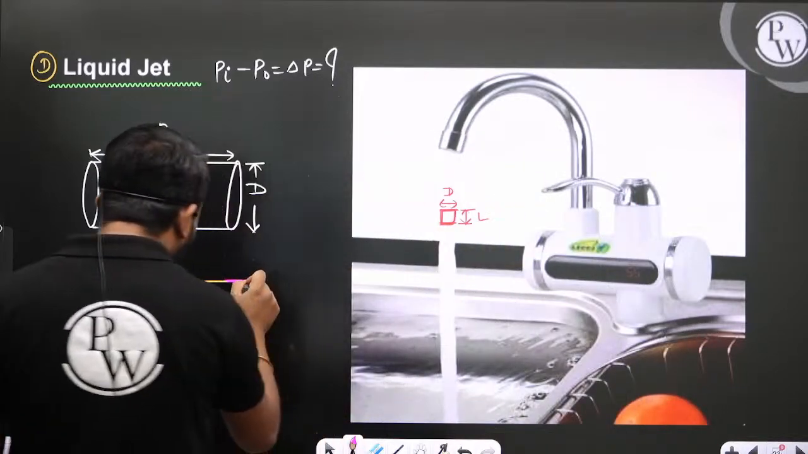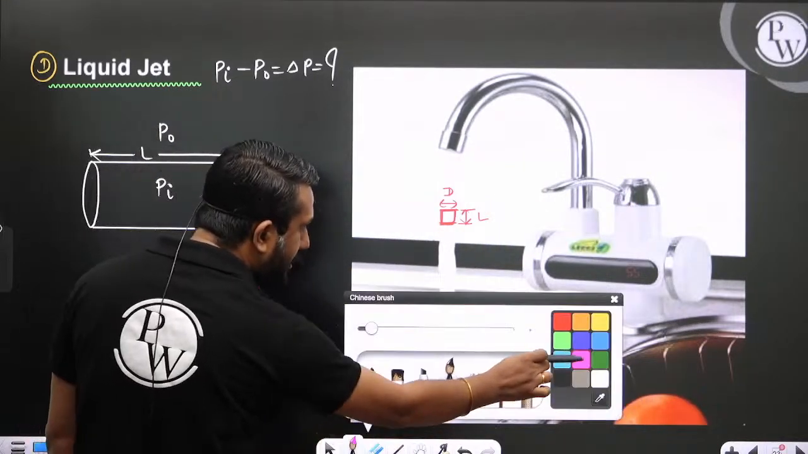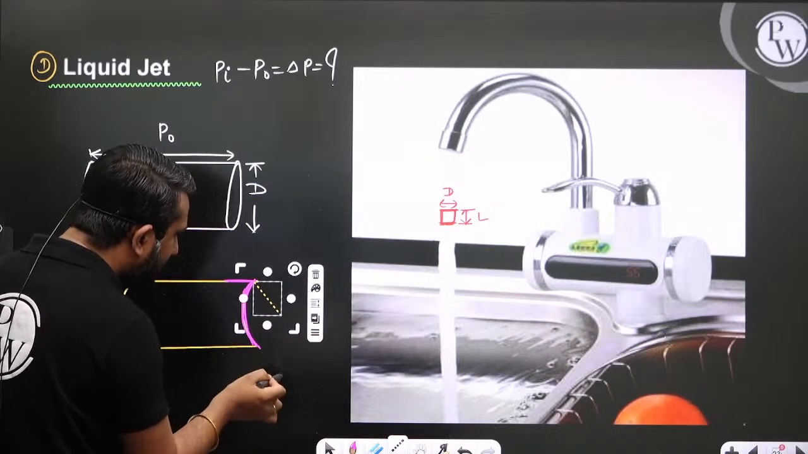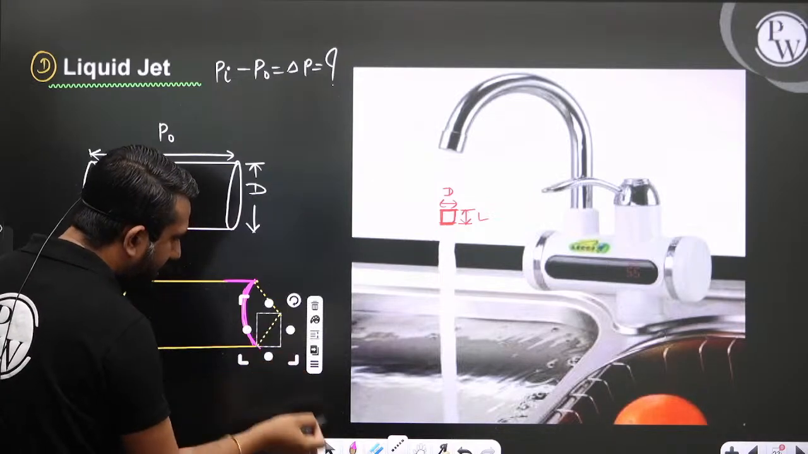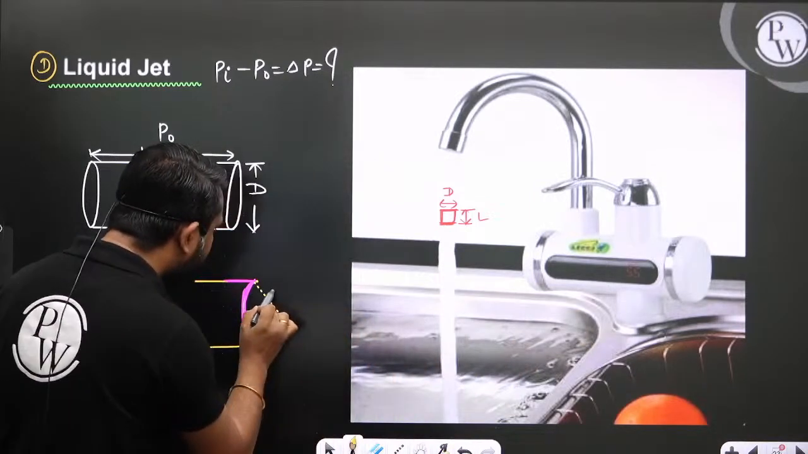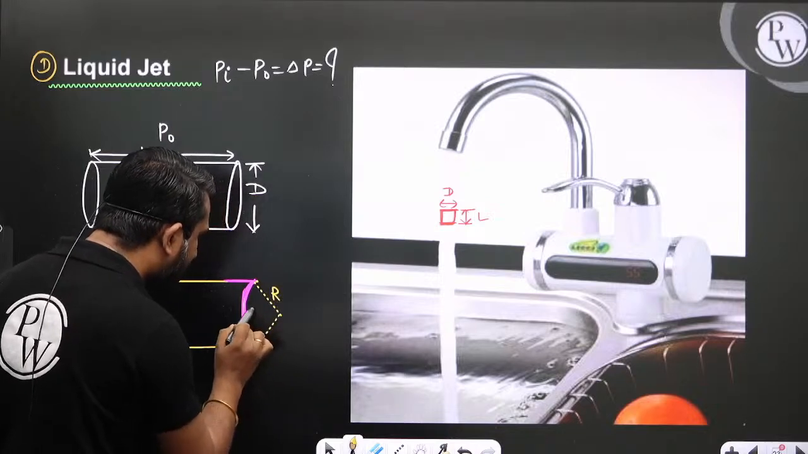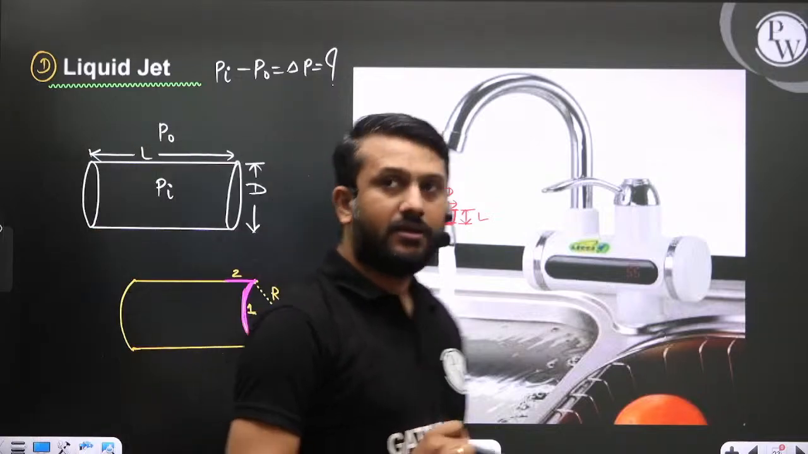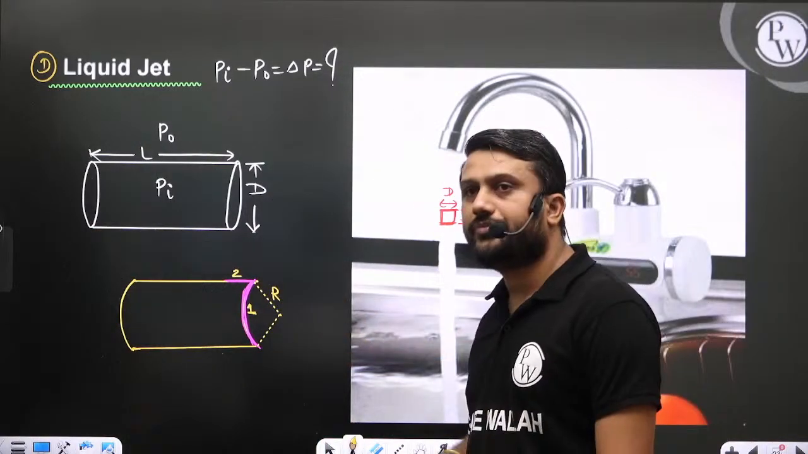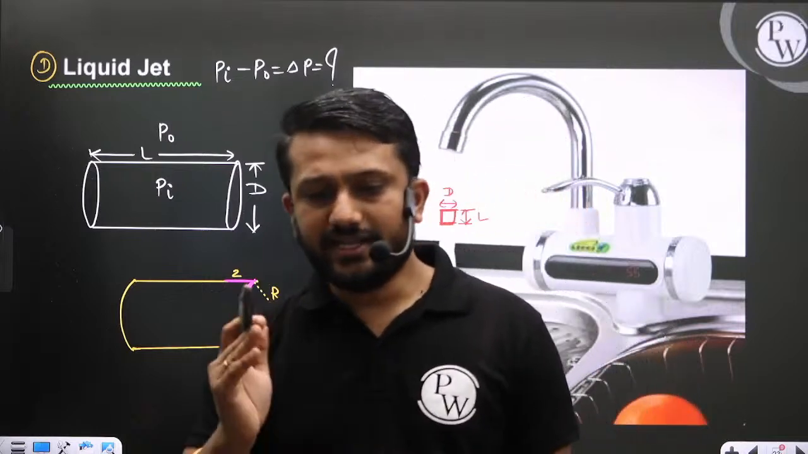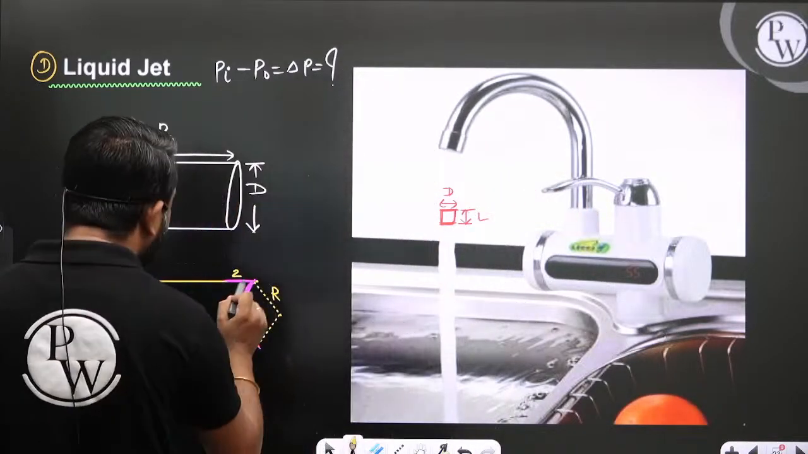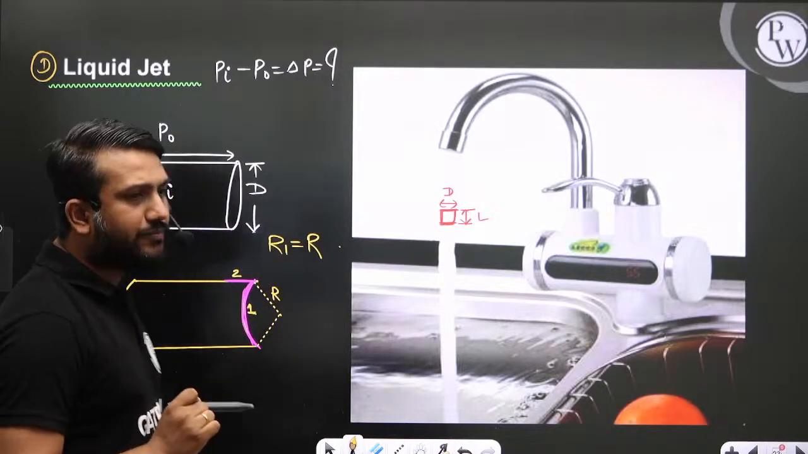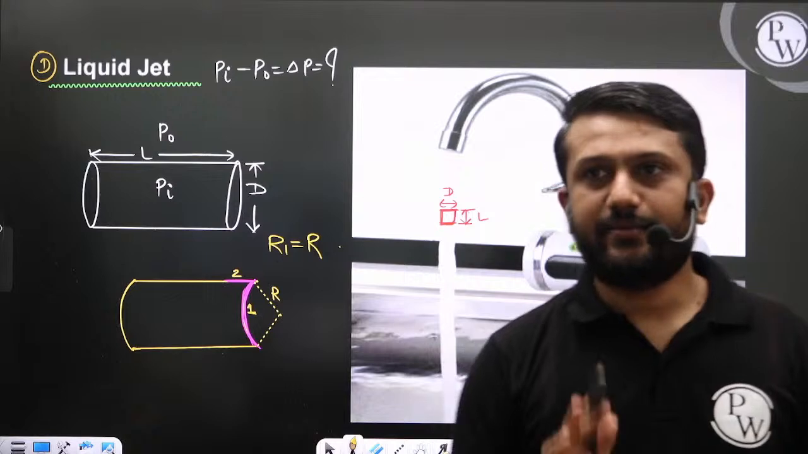Right? And if I'm talking about this interface, what is the radius of curvature, beta? The radius of curvature is nothing but the radius of the cylinder only. So this is the R1. Let us consider this is the surface number 1 and this is the surface number 2. This is the interface 1, this is the interface 2. So if I ask you what is the R1, R1 is equal to R. Tell me yes or no.